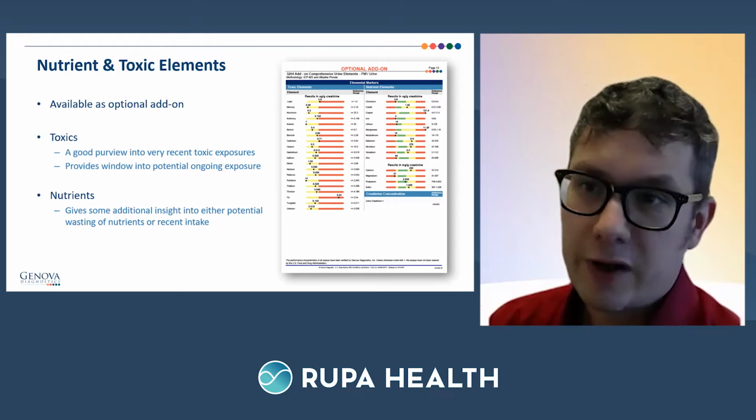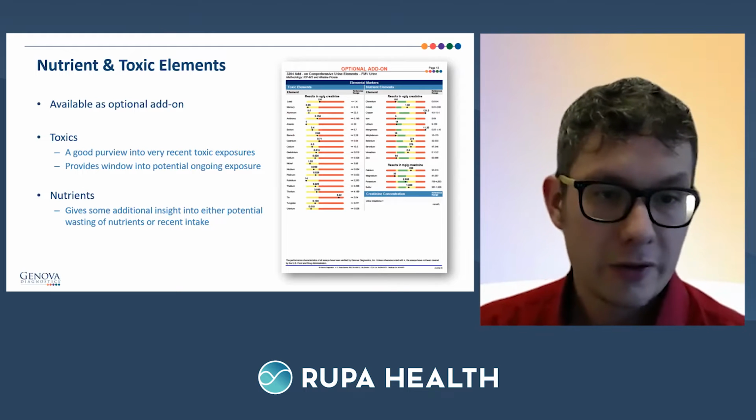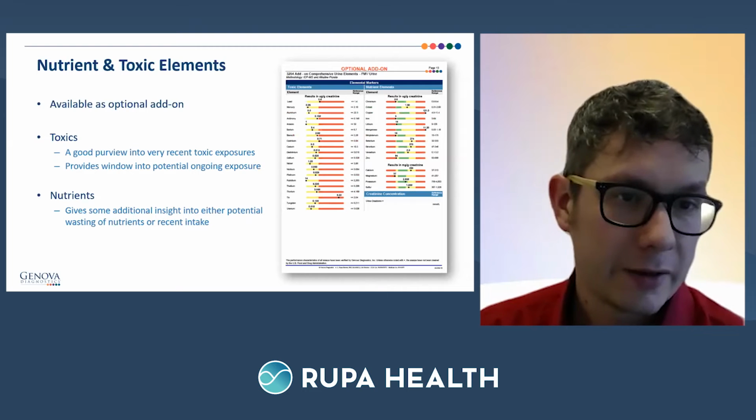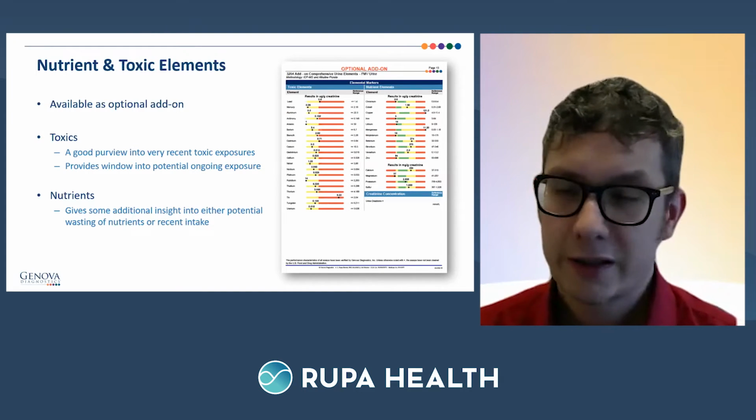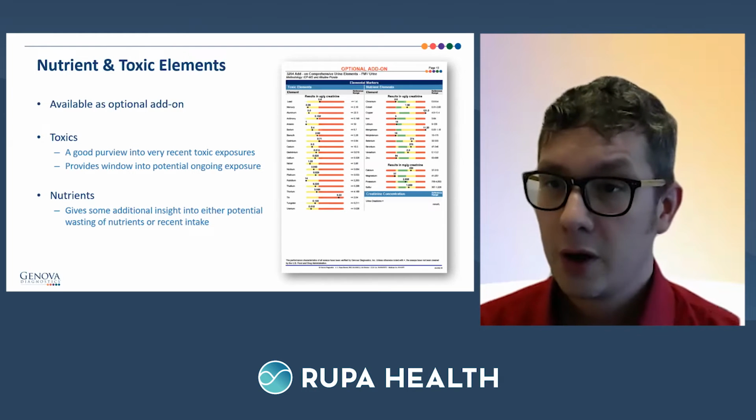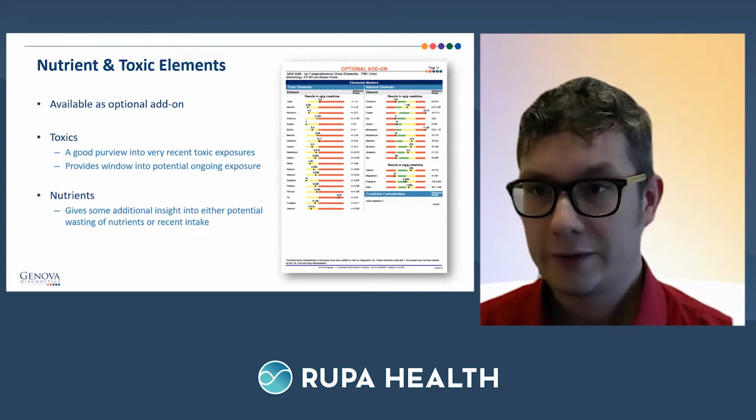And again, this is also available as an add-on. And this, look at all those different toxins on the left-hand side: lead, mercury, aluminum. Tells you about any sort of recent exposures. And that's important to keep in mind, because in the urine, we're really looking at recent exposure, like last 2 to 3 days.